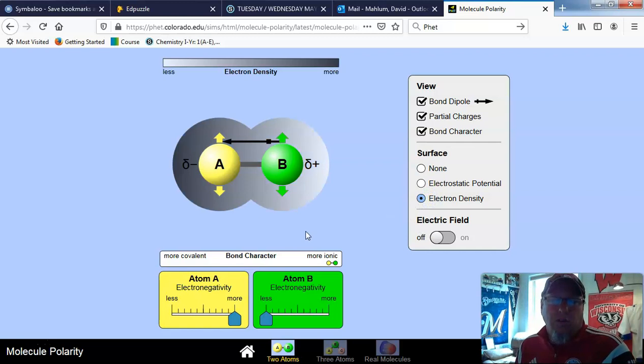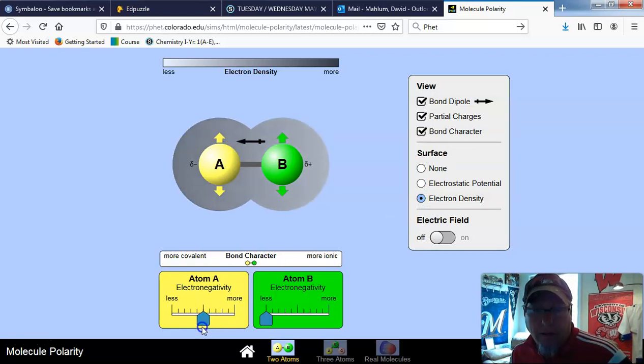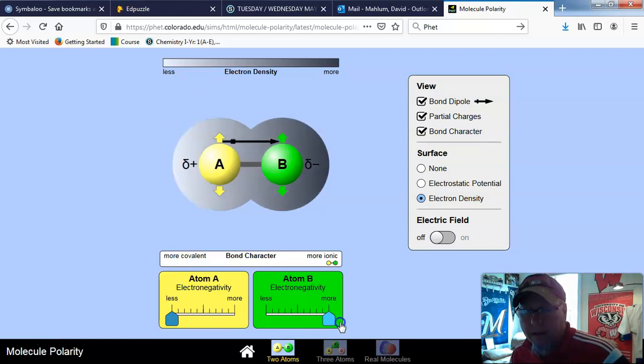You can also show it this way with the electron density, which I think is kind of cool. If I go right back to the middle, this is like those little blue blobs that you had. Right now, the electrons are being shared equally around both of them. And if I make the electronegativity greater, you can see that the electrons are more here now and less over here. So hopefully this video helped explain things a little better about what a polar bond is.